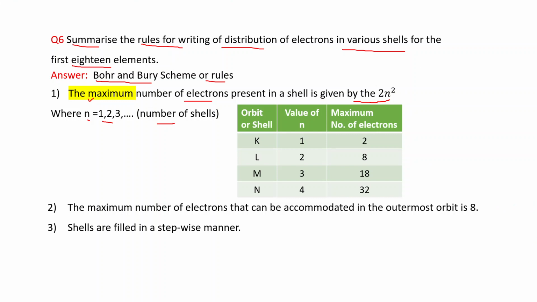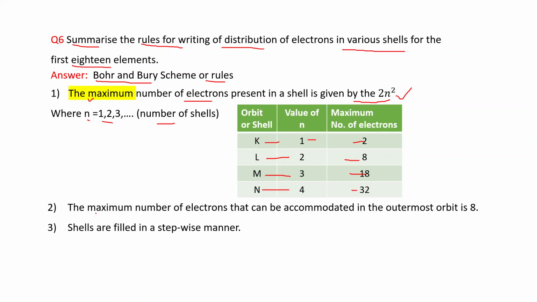On that basis, we can find out the maximum number of electrons that may be present in the different shells. Like K shell, n is equal to 1, number of electrons are 2 from this formula. If L, n is equal to 2, 8 electrons are there. If M, n is equal to 3, maximum 18 electrons are there. If N, n is equal to 4, maximum 32 electrons may be present.